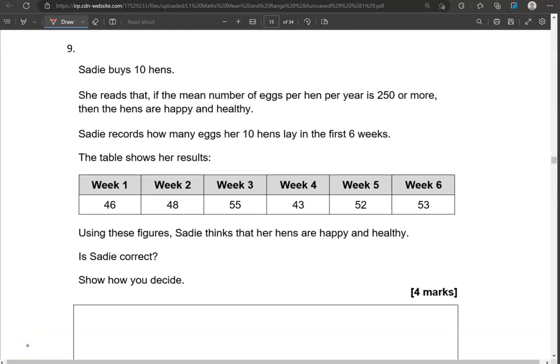Okay, so we've got the information for all of her hens, so that is 10 hens altogether. We have the number of eggs that they have laid for the first 6 weeks, so if we work out the mean for these, then we'll know on average how many eggs the 10 hens lay per week. Then we can scale it to make it per year and divide it by 10, because this is for 10 hens, and what we have here is per hen.